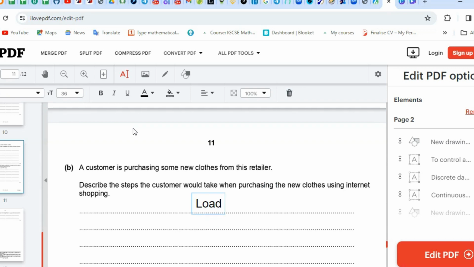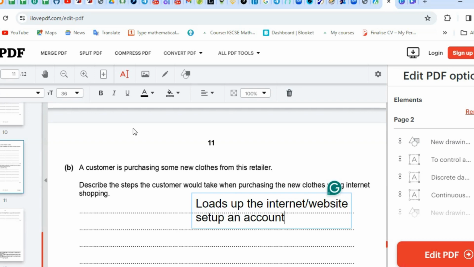Then what do you do next? After you load the internet or the website, what's the next thing to do? You set up an account. That means you create an account on that customer's website. Then after that, you log on to the website.